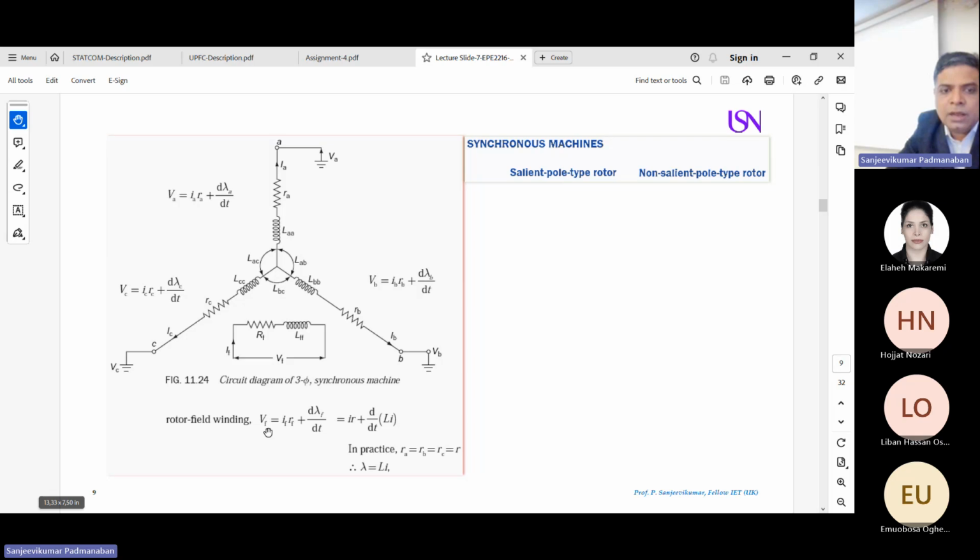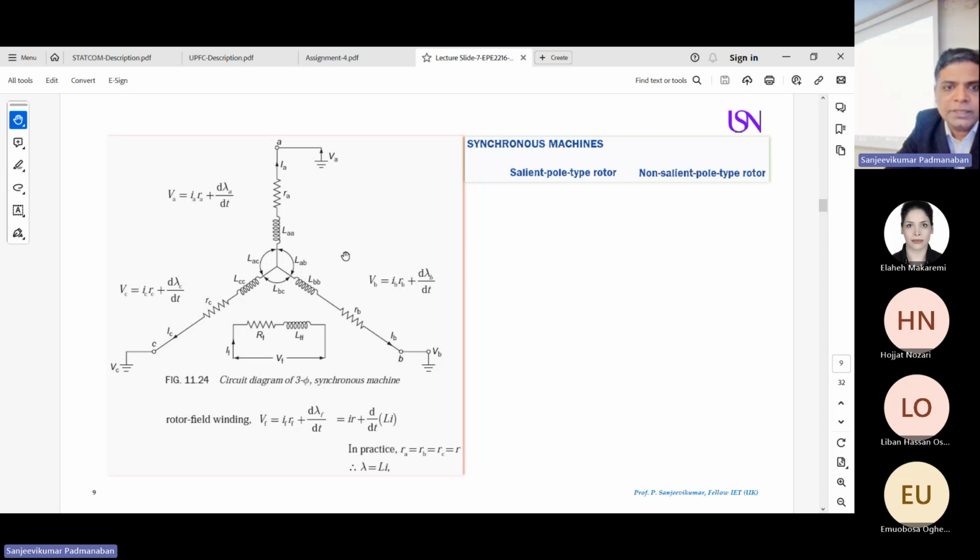Now I can calculate how the field excitation can be governed by an equation. In order to calculate the field excitation, it is given by IF, the field current, times the field resistance, plus the differentiation of lambda F. Lambda is your flux linkages. So this can also be given as IR plus d by dt, where lambda is given by L into i, the inductance times the current through the inductance. Is it clear? Very simple equations. So now I know how to do the calculation for my field excitation.